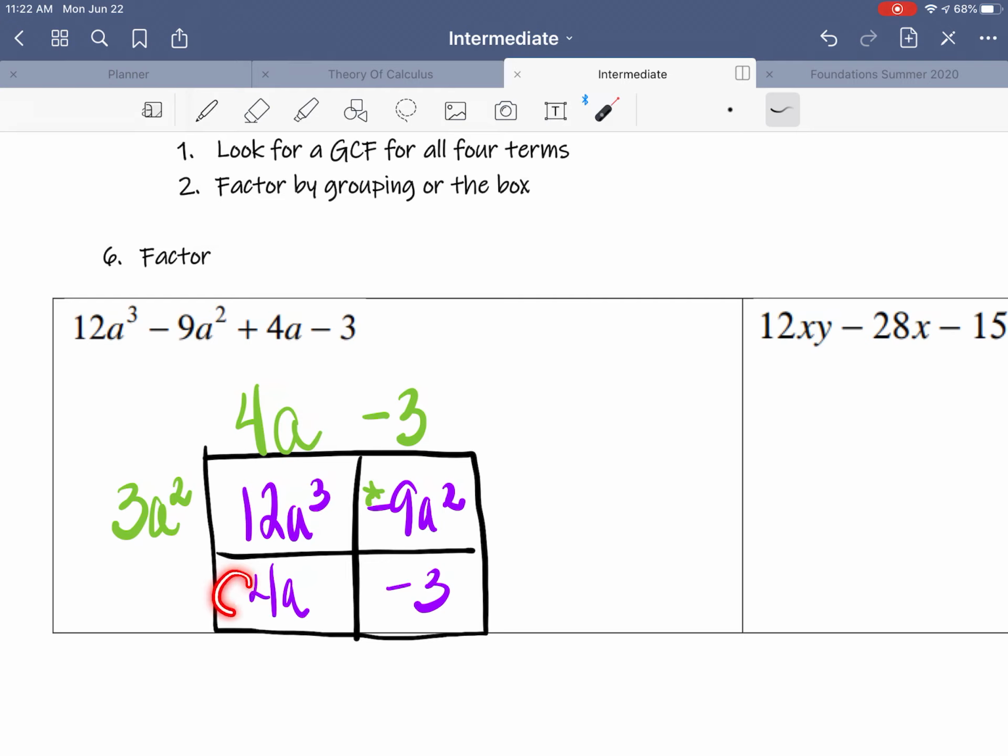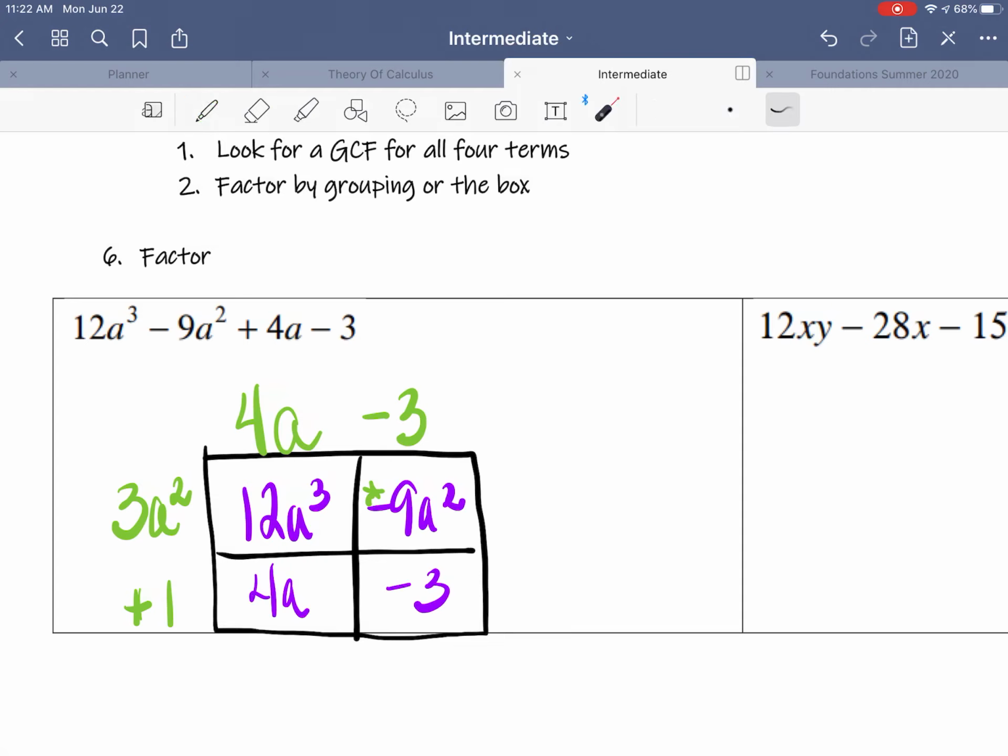So let's take a guess here. Am I going to take out a negative? No, I am not, since this is positive. Do these terms have anything in common? No, they do not. So I'm going to put a 1 there as a placeholder. You can write positive if you want to. I usually don't, but it doesn't matter.